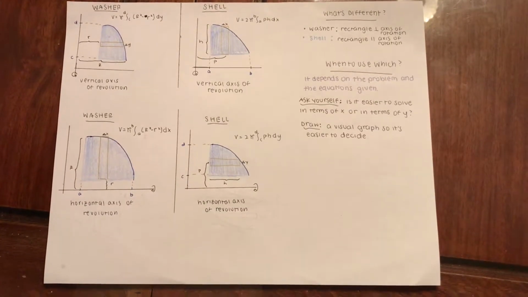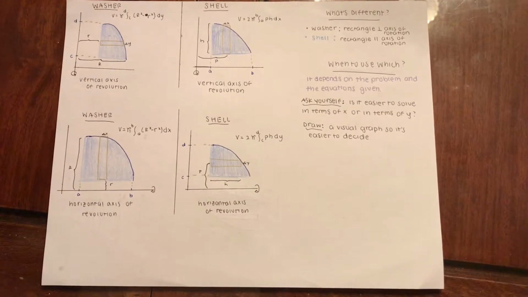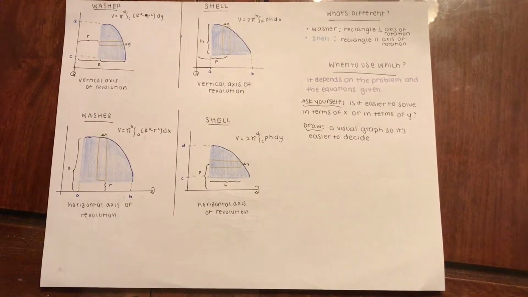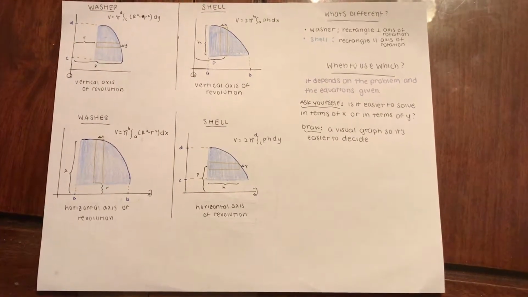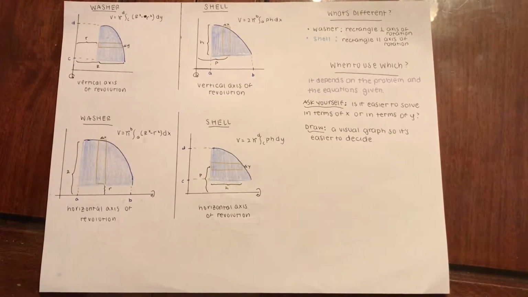Have you guys noticed that the shell method is very similar to the washer method? They're different in that for the washer method, the rectangle is drawn perpendicular to the axis of revolution, while for the shell method, the rectangle is drawn parallel to the axis of revolution.